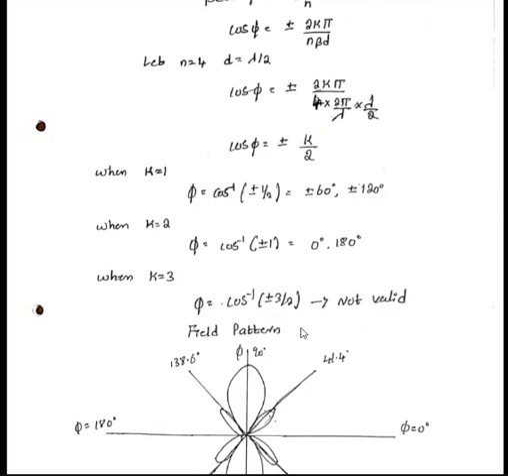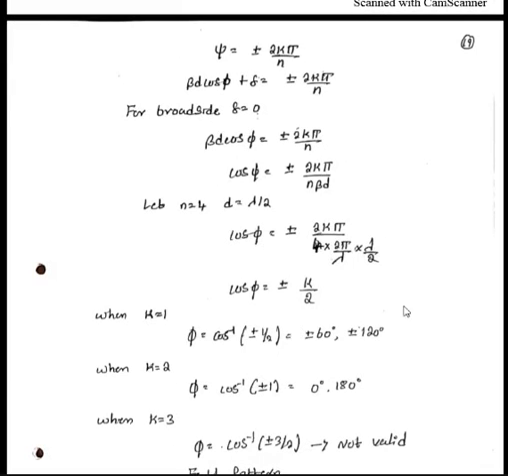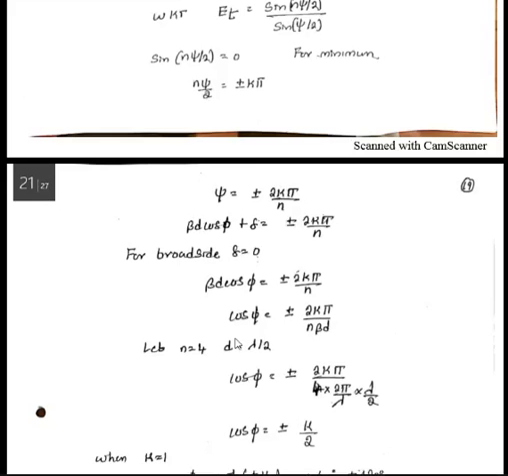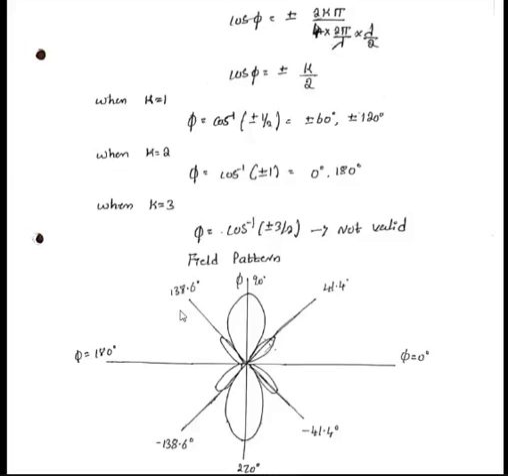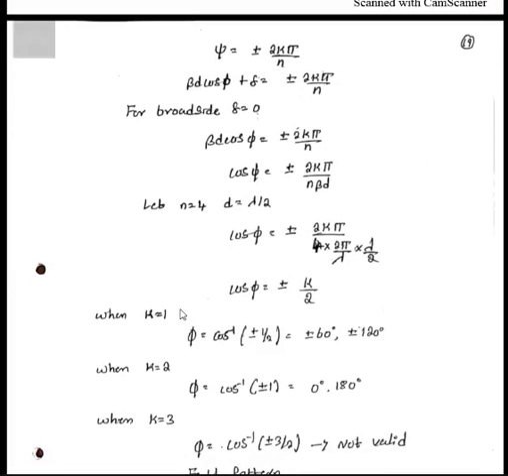So this is how you get the pattern minima. The understanding here is that plus or minus 60, plus or minus 120, and 0 degree and 180 degree are the directions of pattern minima. Direction of pattern minima is nothing but your null directions. Remember, null directions are where there is no radiation at all.